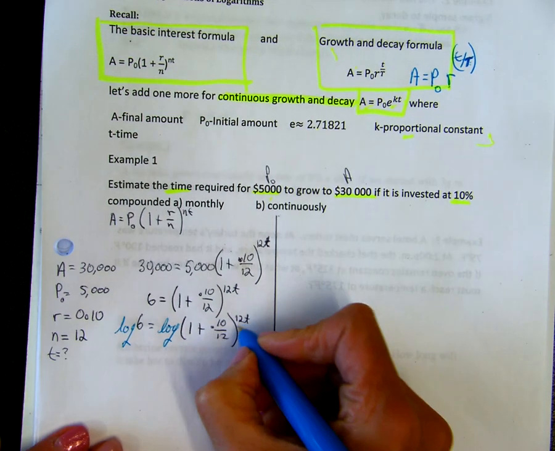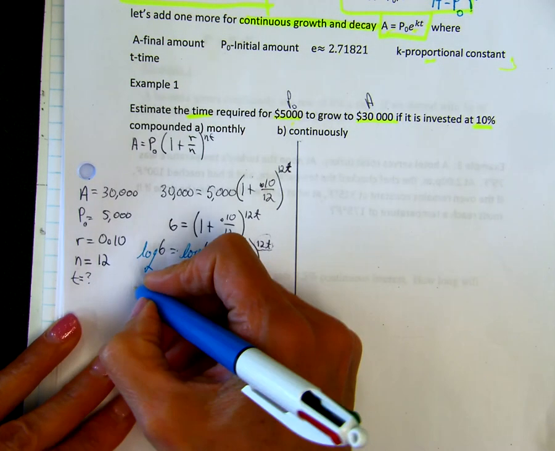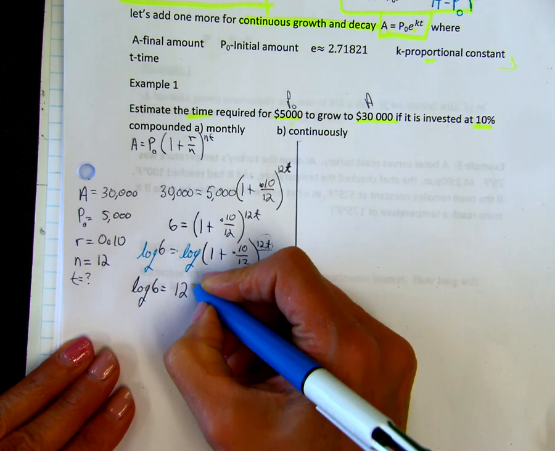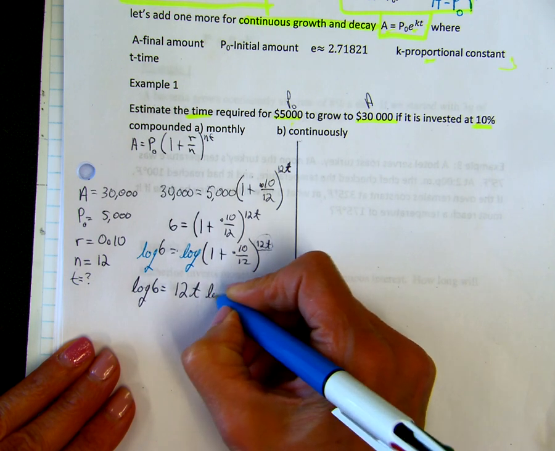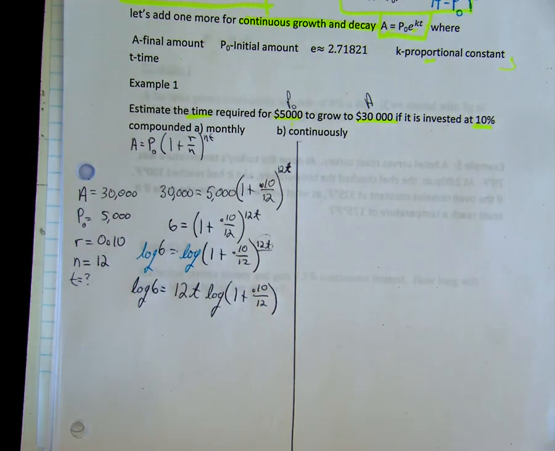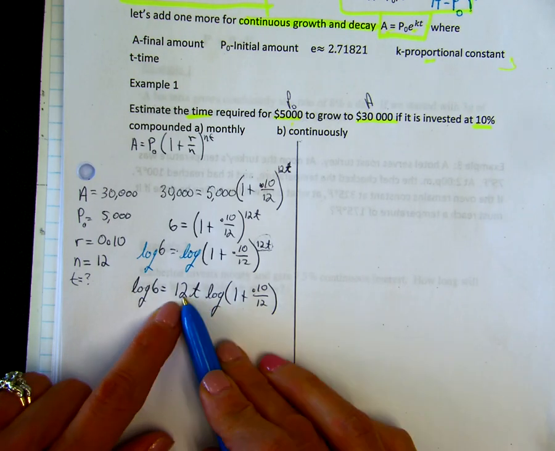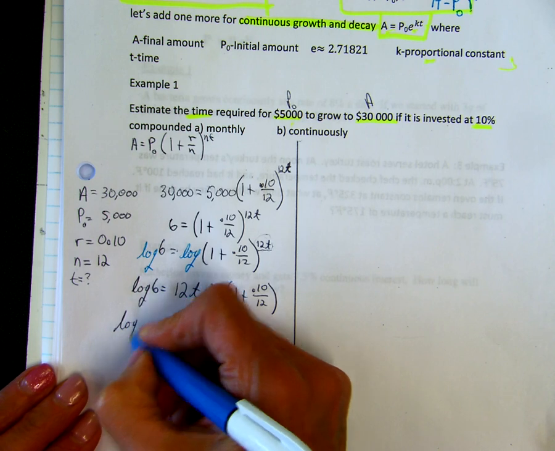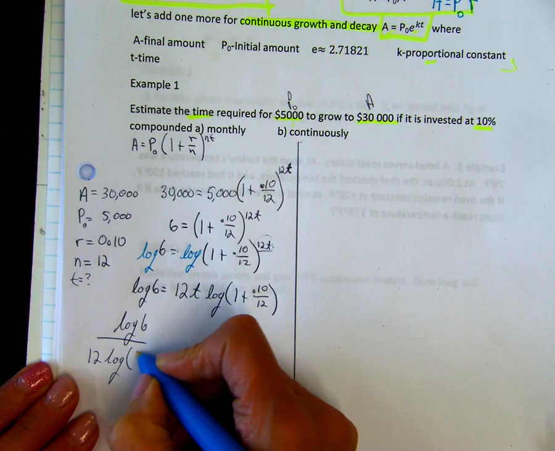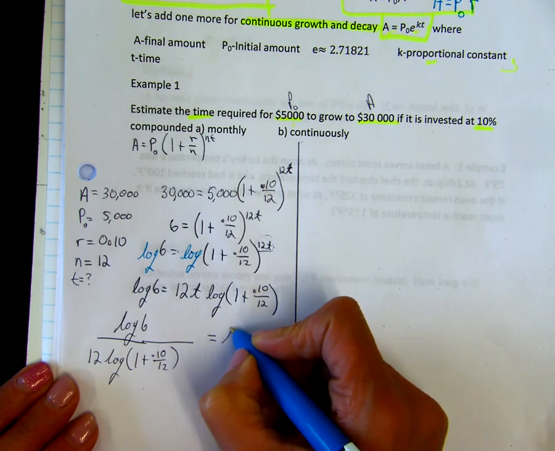Log laws tell me that this power can come down in front as a multiplier. So your power law for logs tells you that this can be simplified to 12t times the log of 1 plus 0.10 over 12. Our goal here is to solve for t. Let's divide both sides by the log, divide both sides by 12, and I get the log of 6 divided by 12 times the log of 1 plus 0.10 over 12 will equal t.